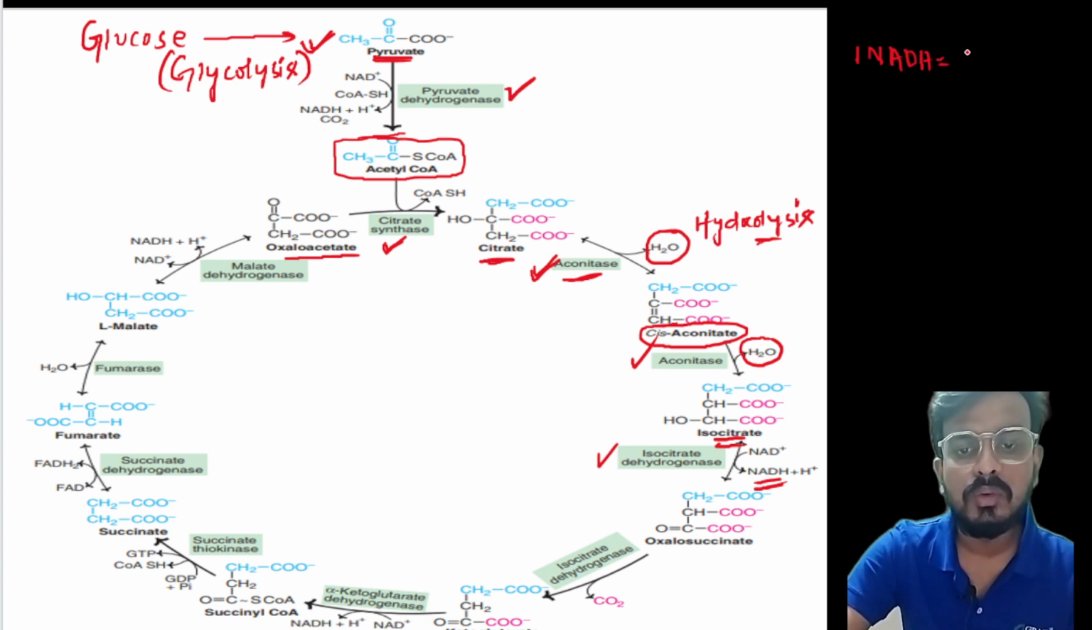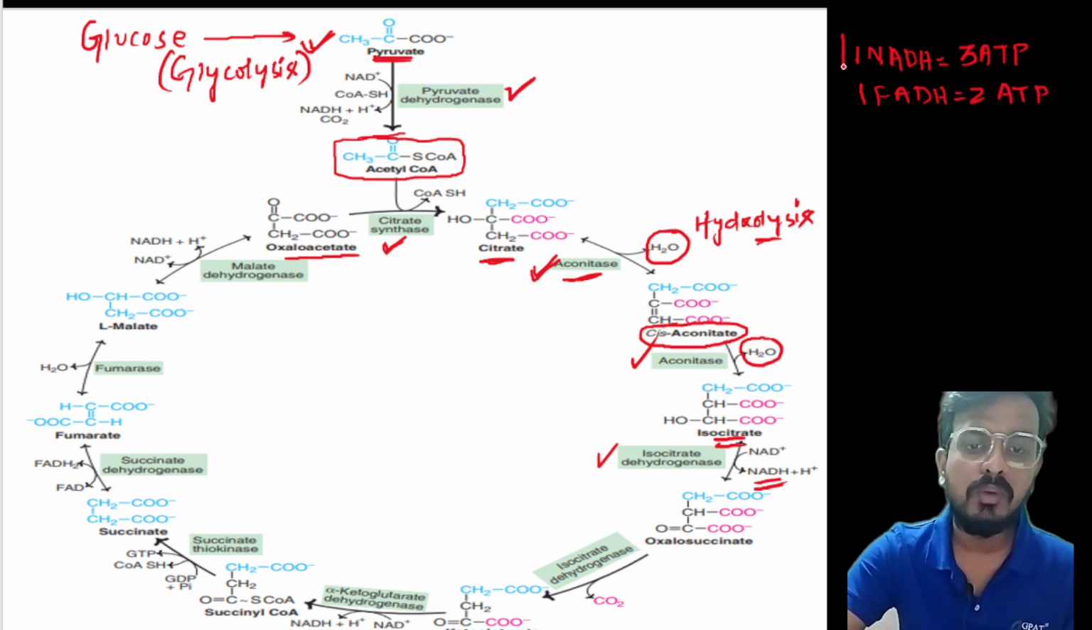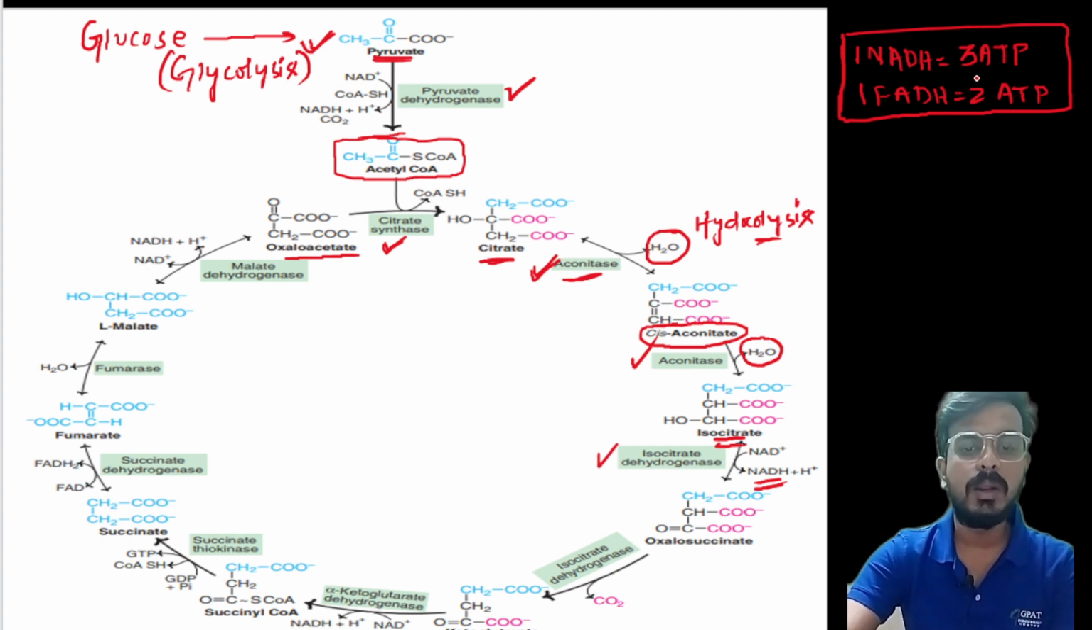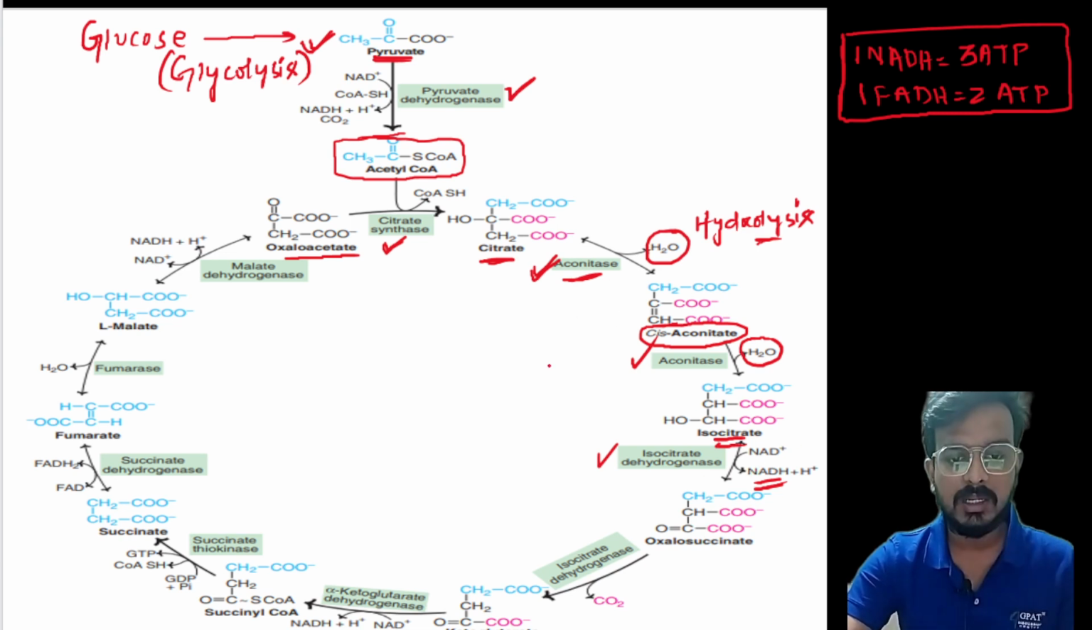is equal to 3 ATP, 1 FADH2 equal to 2 ATP. Remember, so that will help you for the calculation. So 1 NADH gives you 3 ATP. See, from the conversion of isocitrate to oxalosuccinate, there is a production of energy in the presence of isocitrate dehydrogenase.